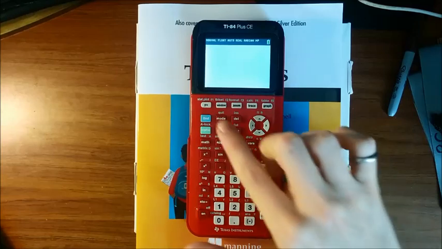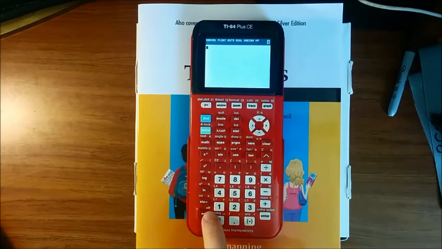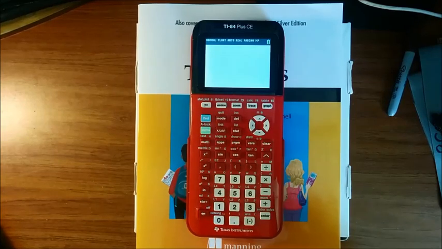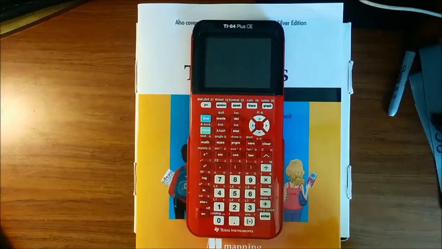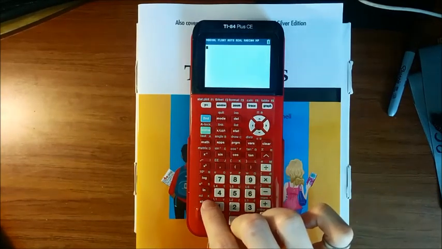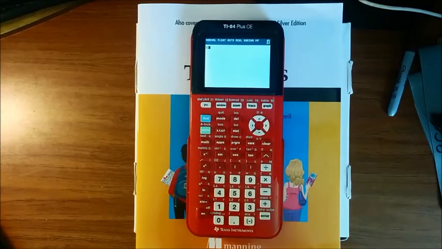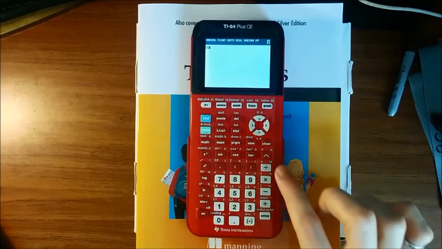For example, the second key is blue, and the on key has the blue word off above it. What this means is that if you press second and then on, it'll in fact turn the calculator off. Similarly, the X in green above the store key means that if you press alpha and then store, you'll get the character X on the screen.